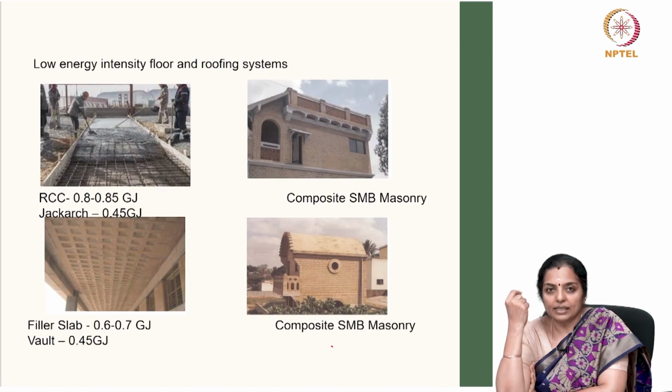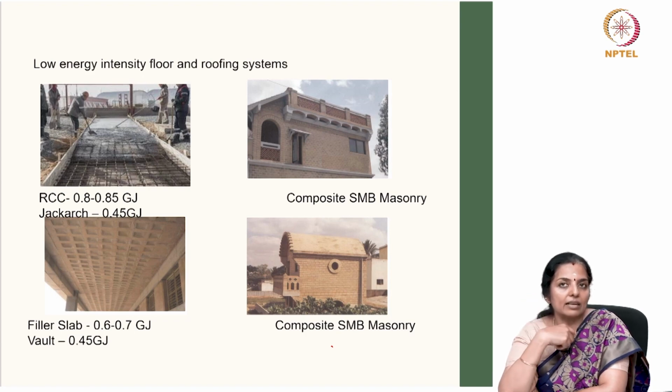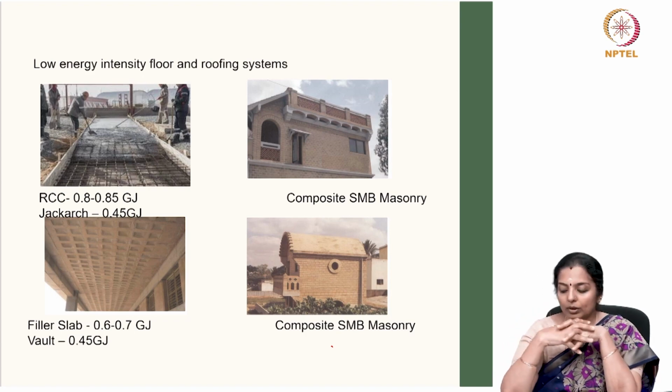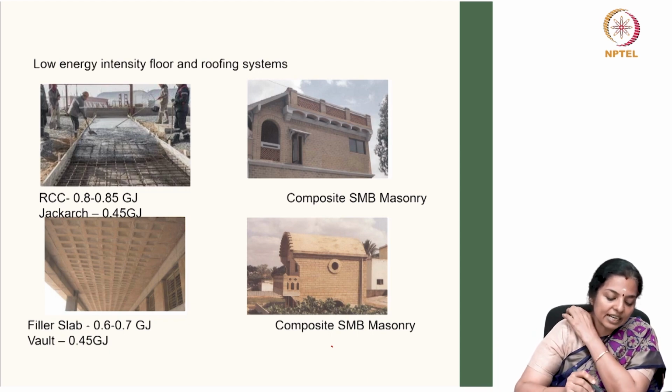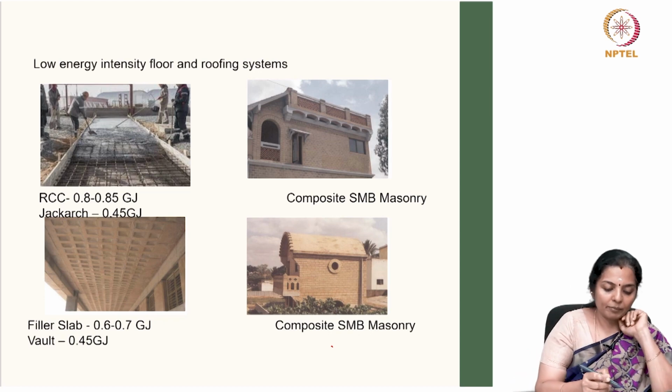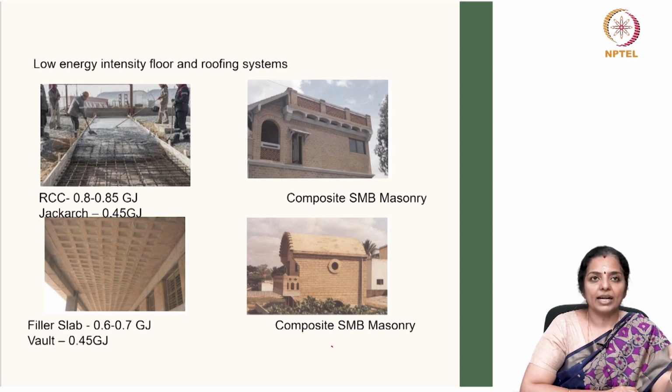We will quickly see a small gist of technologies that can further lower embodied energy. Now, the first case is an RCC slab. RCC is reinforced cement concrete slab. We will take an example of flooring or roofing systems. We will look at 4 systems and we will see their embodied energy.